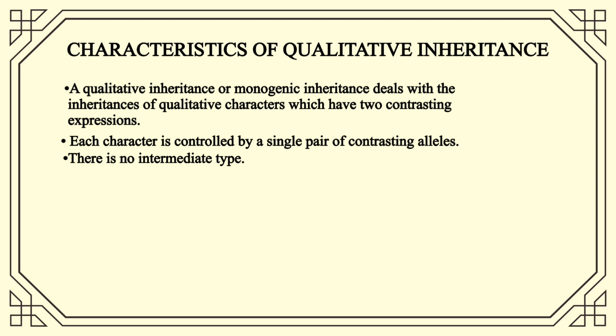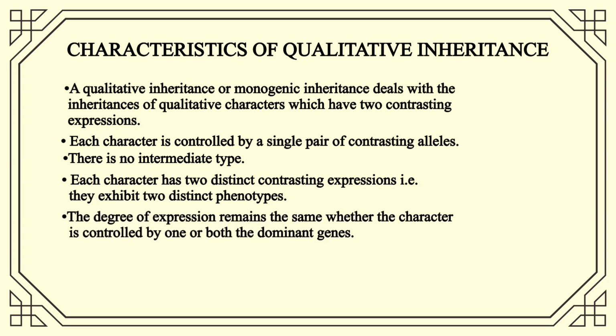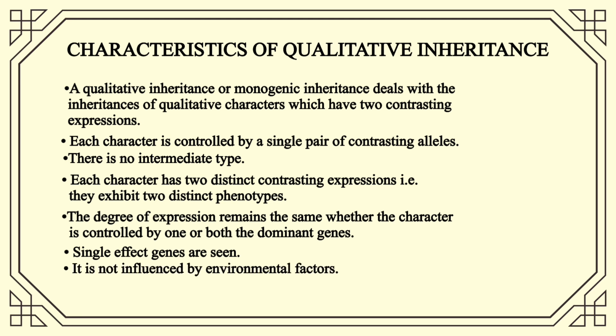There is no intermediate type. Each character has two distinct contrasting expressions, for instance, they exhibit two distinct phenotypes. The degree of expression remains the same whether the character is controlled by one or both the dominant genes. Single effect genes are seen. It is not influenced by environmental factors, and it shows a discontinuous pattern of inheritance.